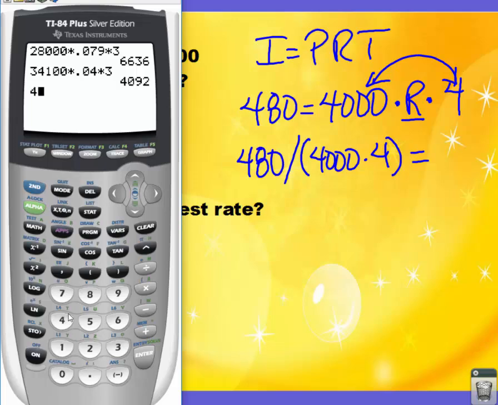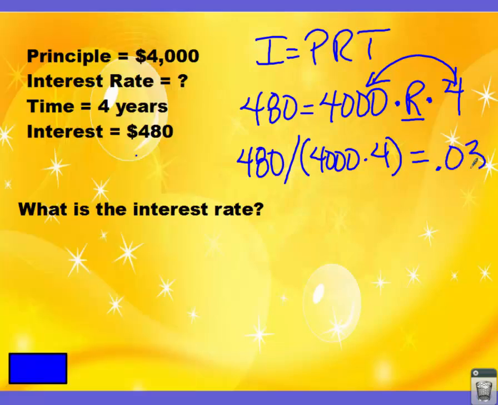Okay, so 480 divided by, parenthesis, 4,000 times 4, close parenthesis, enter, and it gives us 0.03. Now, I'm looking for an interest rate, and I got a decimal. What do we know the interest rate is going to be in the form of? A percentage. So we take this decimal and turn it back into a percent by moving the decimal to the right 2 places, and we get 3%. So the interest rate is 3%.